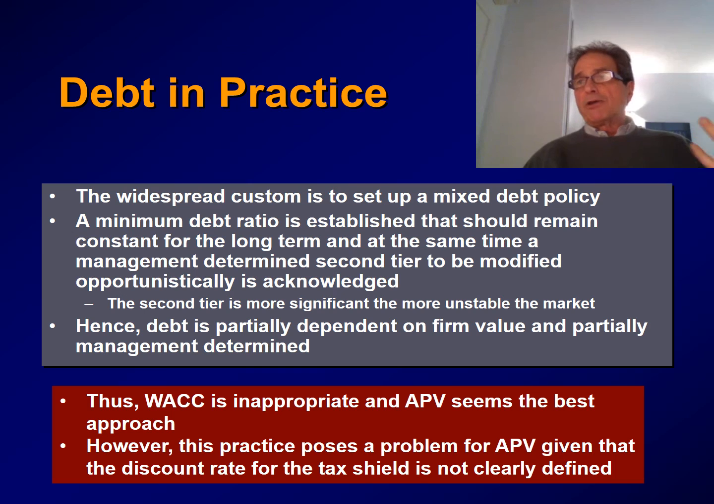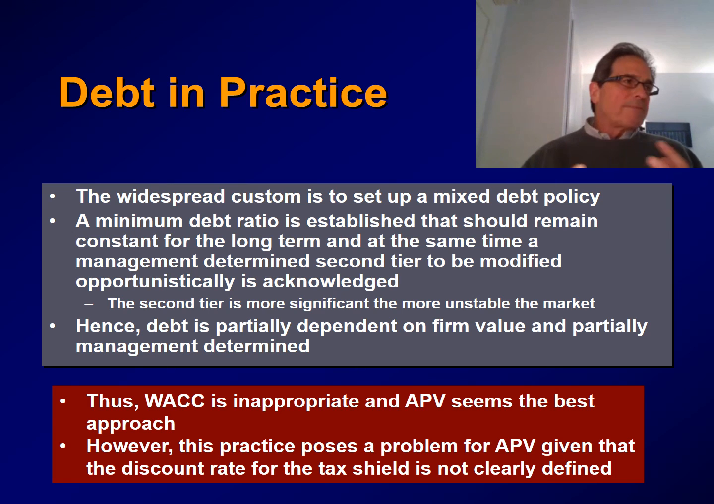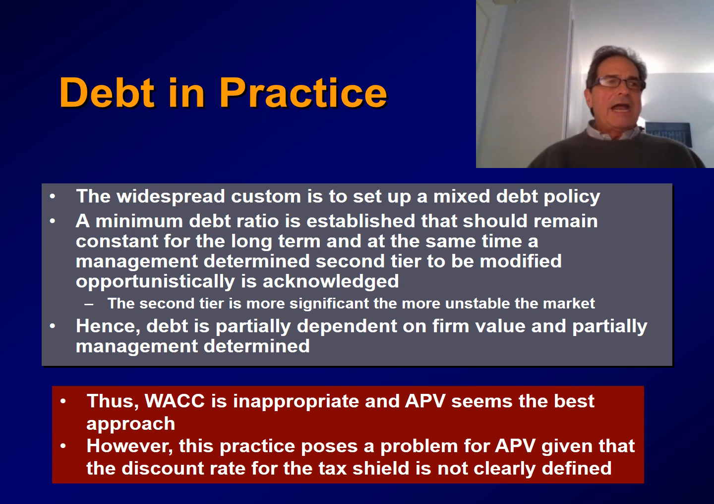risk comes from the value of the firm, regarding that first tier, which is a function of the value of the firm, and part of it depends on management. So we have a problem with what cannot be used. Okay, and APV is difficult to use because we still have the problem of the discount rate.